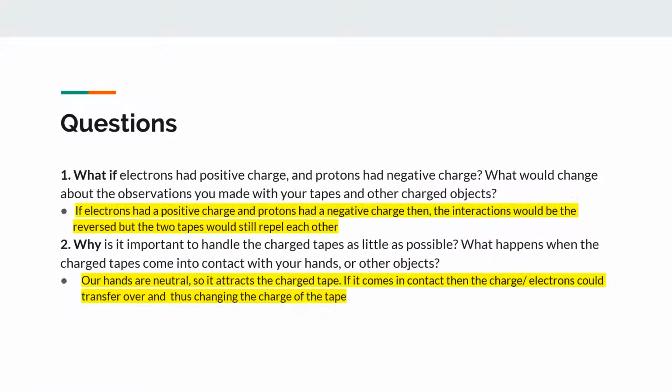To conclude, if the electrons had a positive charge and the protons had a negative charge, then the interactions would have been reversed, but the two U-tapes would have still repelled each other because like charges repel.